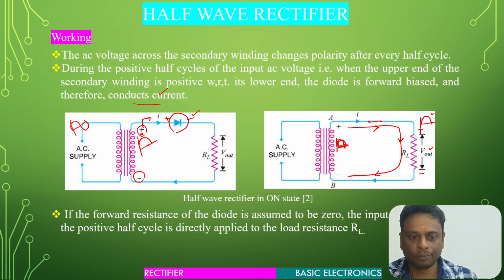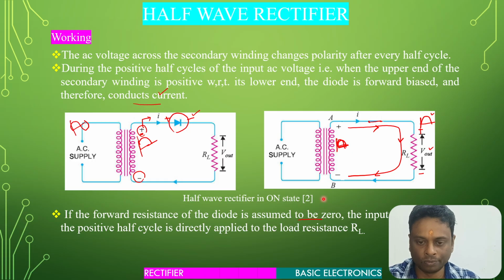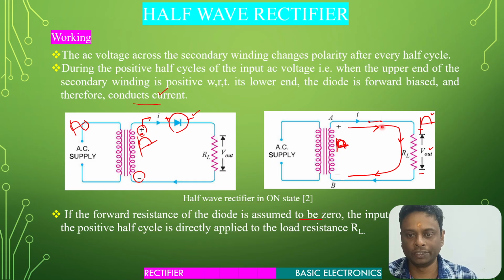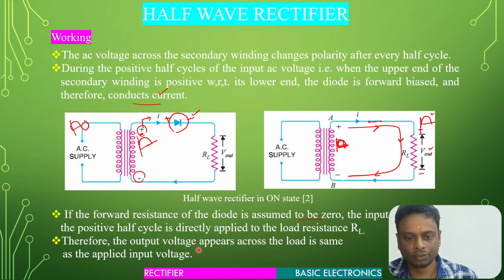If the forward voltage of the diode is assumed to be 0, and the forward resistance is 0, this is the ideal diode we are taking. The input voltage during the positive half cycle is directly applied to the load resistance RL. Therefore, the output voltage across the load is the same as that of the input voltage.